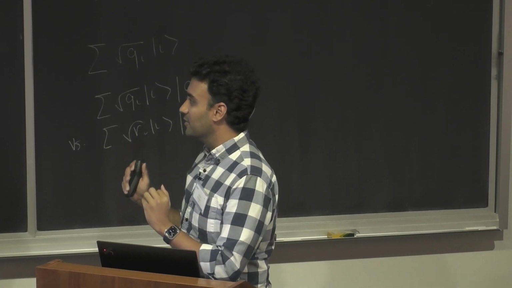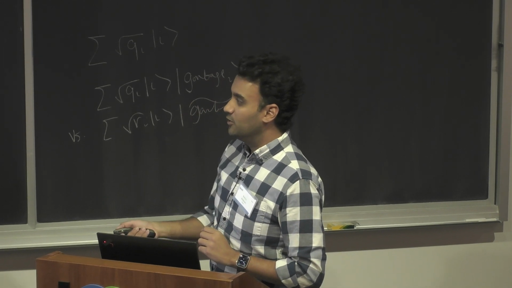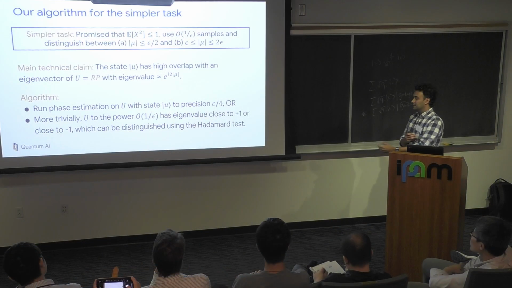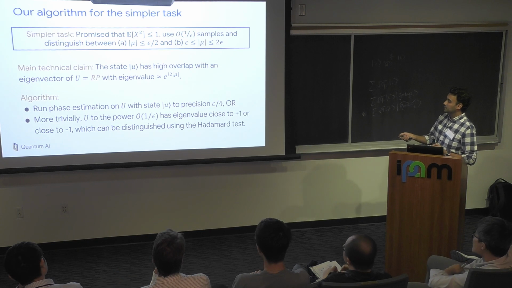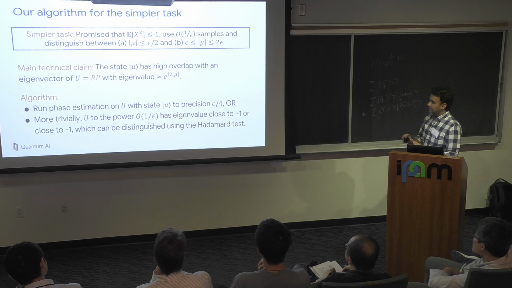But what I want to impress upon you is that the algorithm is very straightforward. As maybe many people in the audience already guessed, you can just literally run phase estimation with precision epsilon. If you remember the complexity of phase estimation, it is inversely proportional to the precision. So if you want to do it at precision epsilon, you'll need 1 over epsilon uses of phase estimation. That's where the 1 over epsilon comes from. That's the end of the algorithm.